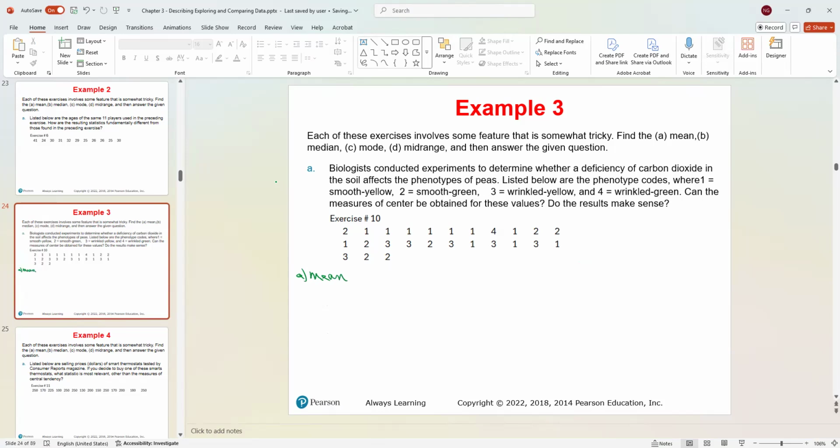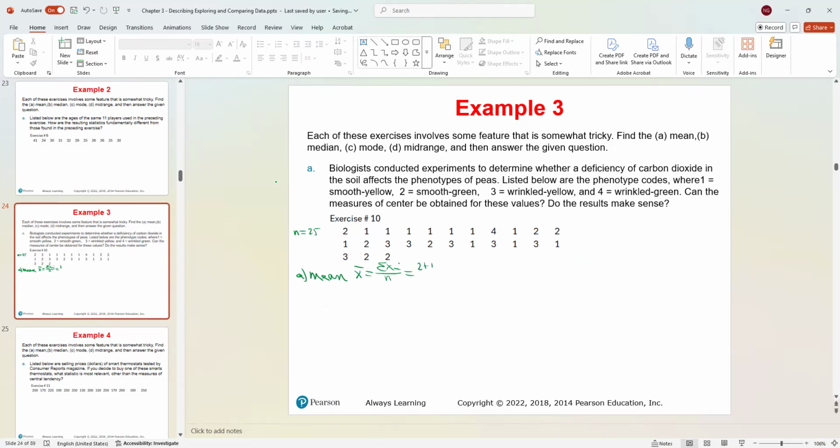Are we talking about a sample? Yeah, it's definitely a sample. Remember, for the sample, you need to add every data you have in that data set and divide it by the number of data. First of all, count the number of data. I believe it would be 25. You're gonna find 25 data here in total. Now you add them all.